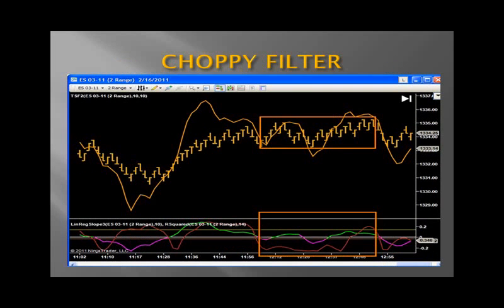Now here we have a rectangle that I placed on a choppy area of the chart, and below that you can see another rectangle, and the R-square indicator is below its trigger line during this choppy period. Toward the end of the choppy period, the R-square moves above its trigger line. However, the LRS indicator is moving down at this point, so they are not moving in the same direction, so there is no uptrend.